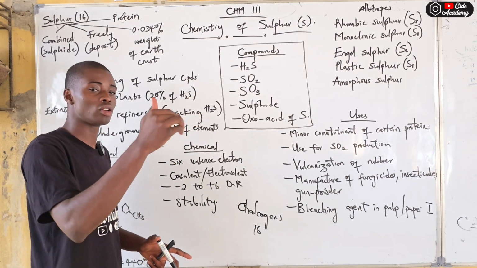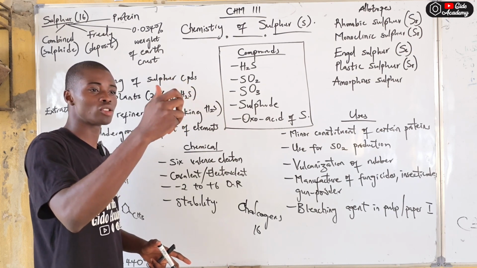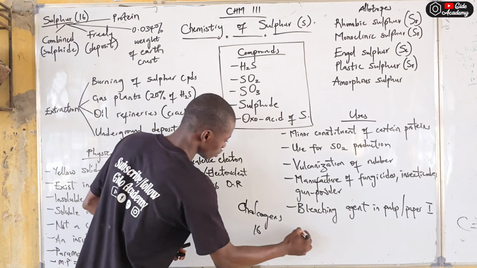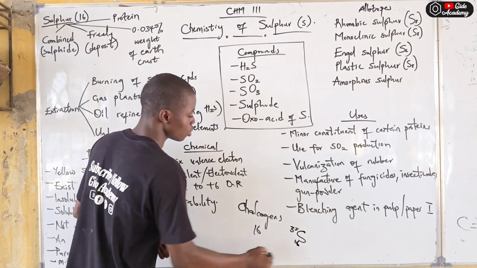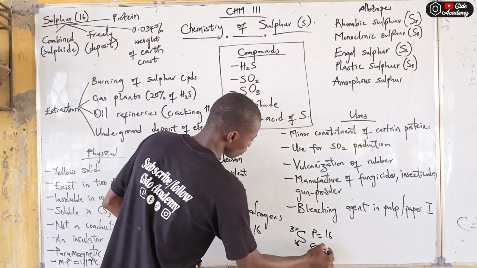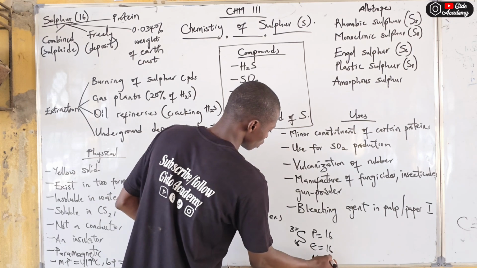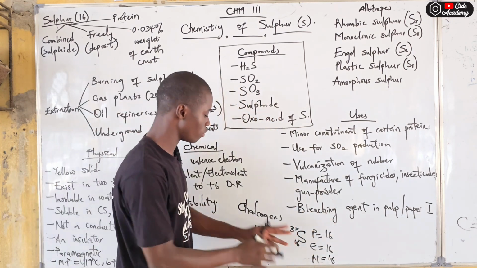Hydrogen, helium, lithium, beryllium, boron, carbon, nitrogen, oxygen, fluorine, neon, sodium, magnesium, aluminum, silicon, phosphorus, sulfur. So the atomic number of sulfur is what? It is 16, while the mass number is 32. So we can say the proton number of sulfur is 16, the electron number is 16, and the neutron number is 32 minus 16, which is going to give us 16 as well. So please take note of this.